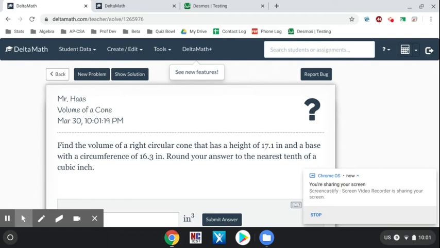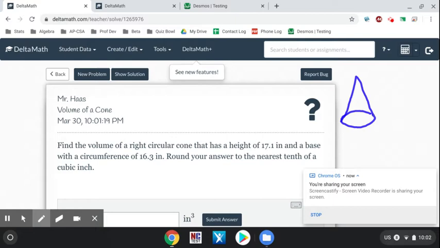Okay, we're going to look at a couple more volume problems. These are a little bit different because this one is talking about a cone. Now, a cylinder has a circular base and goes straight up. A cone has a circular base and goes up to a tip, kind of like a sugar cone or a party hat, something like that.